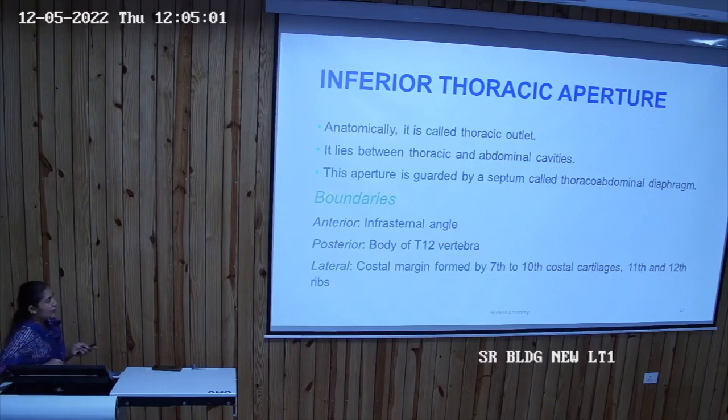So what are the boundaries? Anteriorly, you will see the infrasternal angle, that is the subcostal angle towards the xiphisternum. Posteriorly, it will be bounded by the T12 vertebra. Laterally, the costal margin formed by the 7th to 10th costal cartilages, and posteriorly the 11th and 12th ribs. So this will be the boundary of the thoracic outlet, or the inferior thoracic aperture.